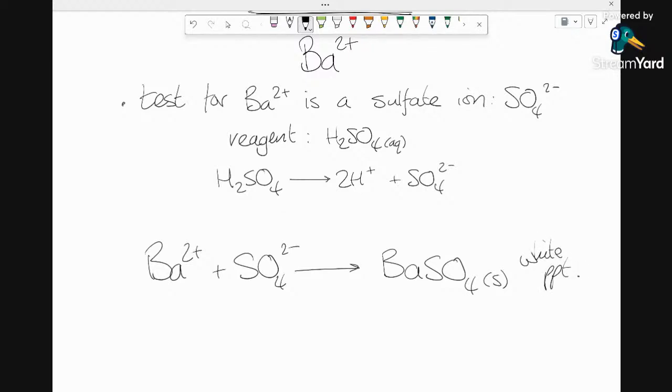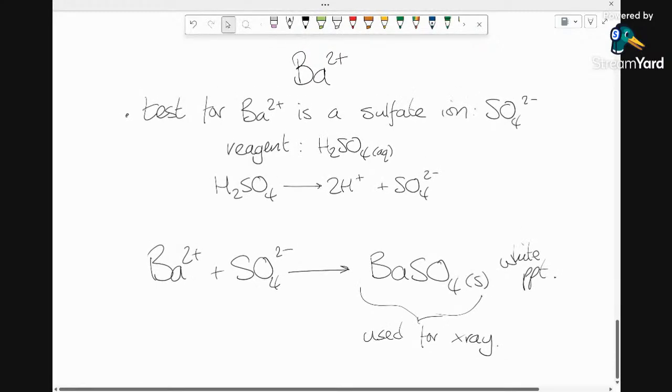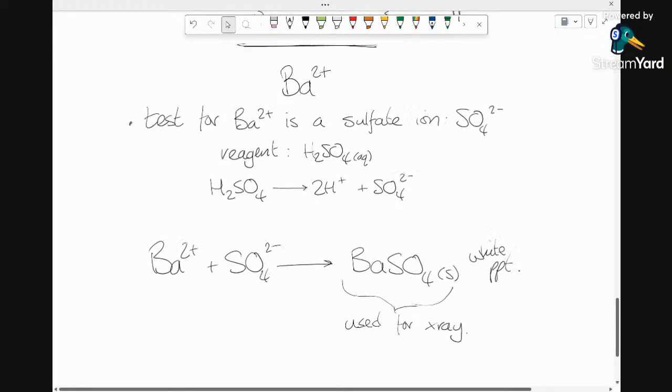This is a special test because barium sulfate is so insoluble, you can actually drink it. We use it for x-rays. This white solid, this is in a group 2 lesson. You drink it, and when you drink it, it makes your stomach light up like a Christmas tree on an x-ray. It's called a barium meal, and it's non-toxic because it's insoluble.